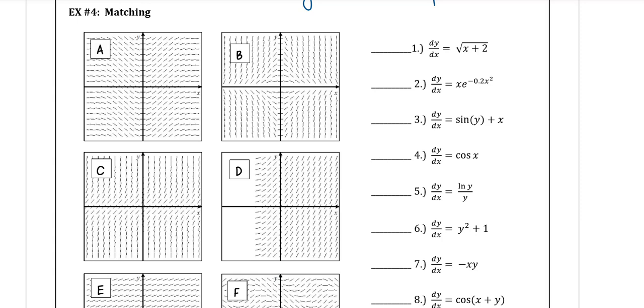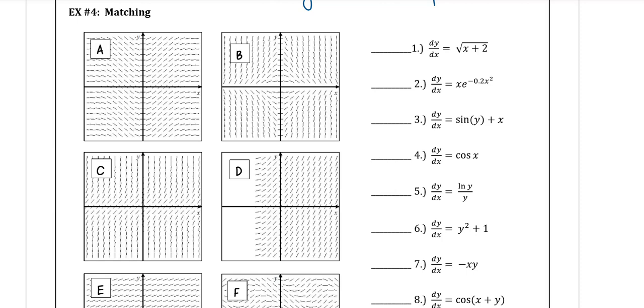It's possible that you could be given a multiple choice question. Of course, it's not going to have 8 slope fields. It'll have 4, and you have to pick which one goes with the given differential equation, or vice versa. You'll be given a slope field in the multiple choice, and you'll have to pick which differential equation goes with that slope field. So it's important that you can look at things and decide how to match them up. So that's what we're going to do in this example.